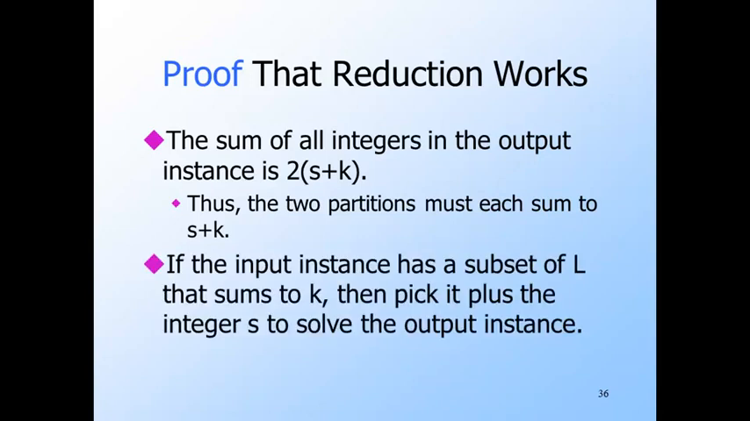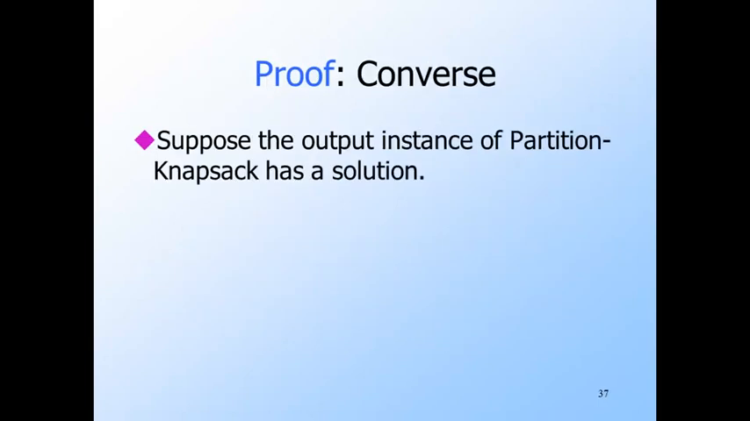First, suppose the input instance of knapsack with target has a solution. That means there is a subset of L that sums to K. In the output instance, we can pick this subset of L plus the integer S to sum to S plus K. Of course, what remains will also sum to S plus K, so we have a solution to the output instance. And conversely, suppose there is a solution to the output instance.